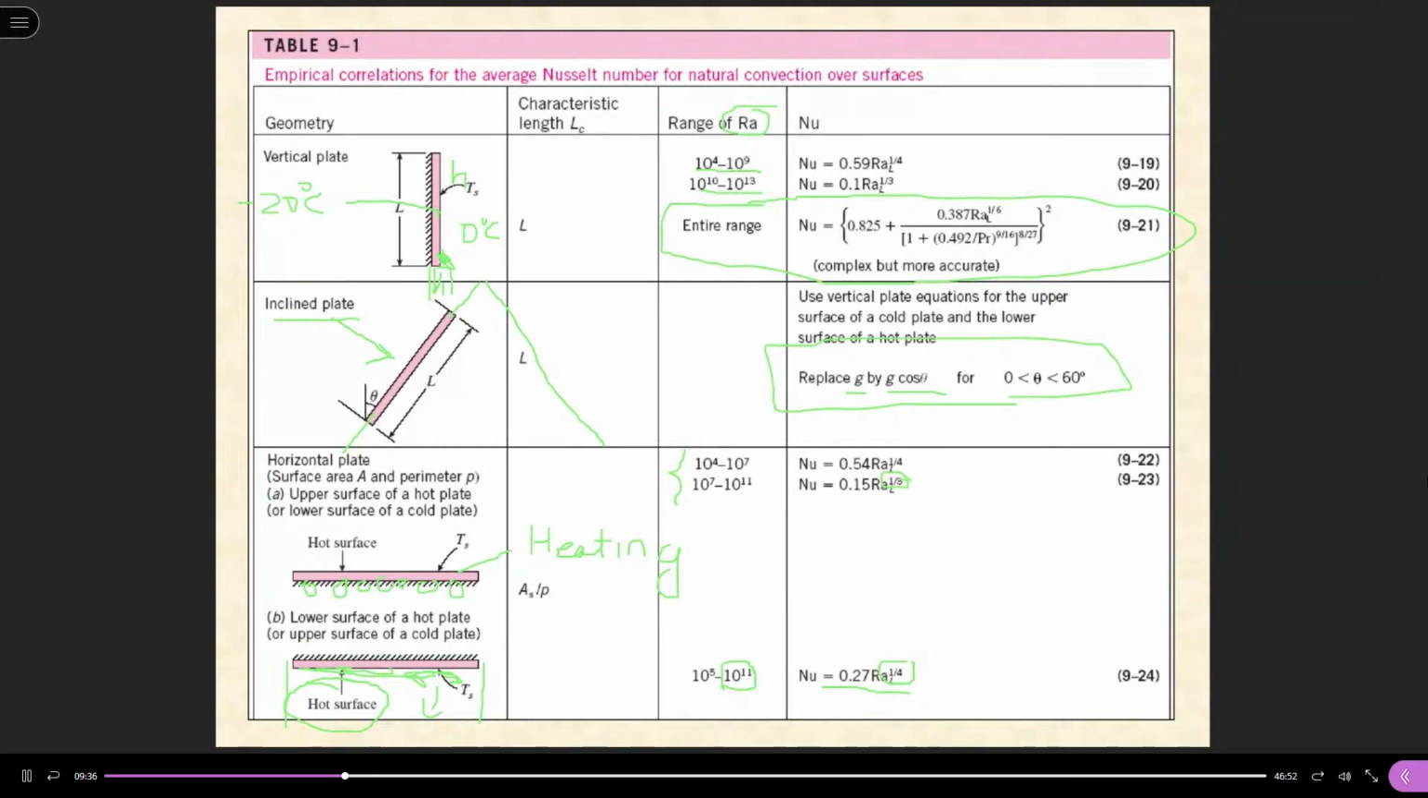In forced convection, if you have air blowing towards the plate, you have the same correlation. But in natural convection, a hot surface facing upward or facing downward makes a difference. This is very important.